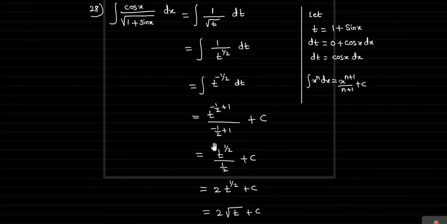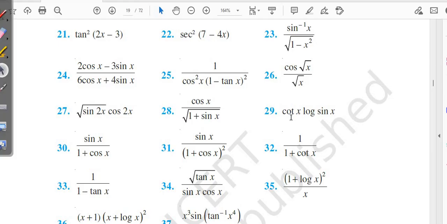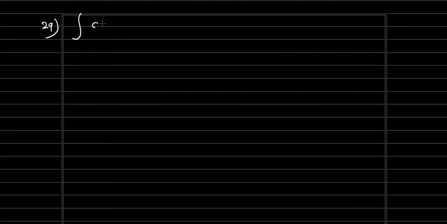Next we can move on to the 29th sum. Okay, we'll see what the given function is. Given cot x into log sin x. Integral cot x into log sin x. Of course, the given function is not in the standard form. And we will check whether the two functions are in product form. One is cot x, the other is log sin x. So for any one function's derivative, we can track the other one; that we are going to check.